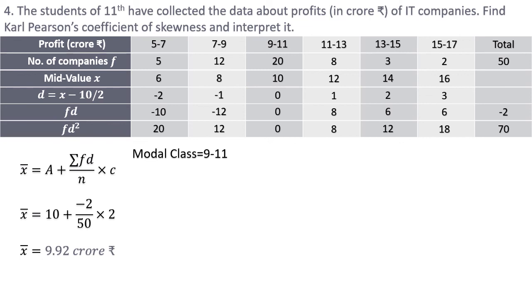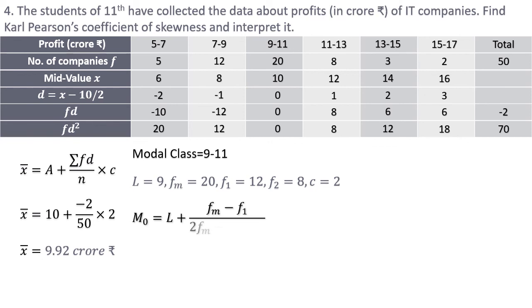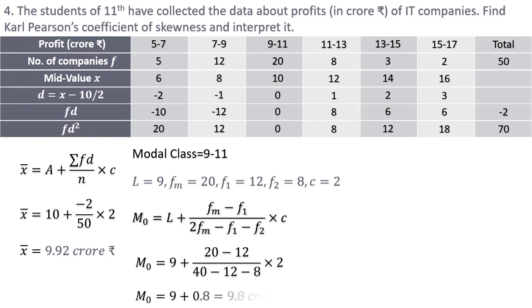Next, we have to calculate modal class, which is the highest frequency 20 and the class is 9 to 11. So lower limit of the class is 9, modal frequency 20, before 12, after frequency 8 and the class length 2. The mode is L plus Fm minus F1 upon 2Fm minus F1 minus F2 into C. Putting the values in the equation and then solving, 20 minus 12 upon 40 minus 12 minus 8 into 2, you get 9 plus 0.8, which is 9.8 crore rupees. So the modal profit is 9.8 crore rupees and the average profit is 9.92 crore rupees.